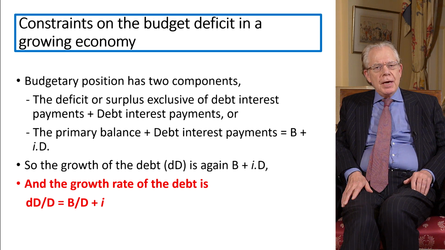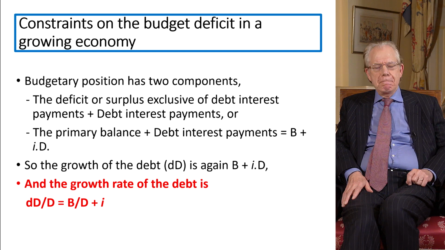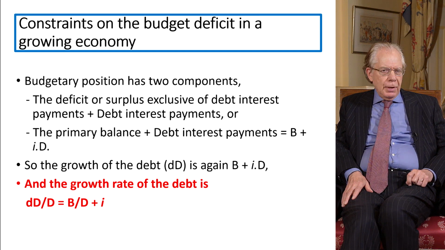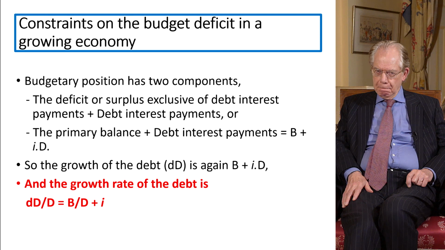The budget deficit is the change in the debt, little d against big D. And the growth rate of the debt is where we divide the change in the debt by the debt itself. And you can see that that's equal to the primary deficit divided by the debt plus the rate of interest.